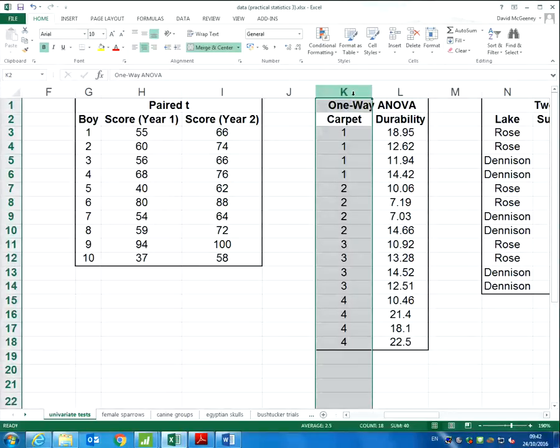But what if you've got 4 carpets? Well, how many factors have you got here? 1. How many levels does it have? 4. This test is called one-way ANOVA. Why is it called one-way ANOVA? How many factors have you got? 1. So when you have one factor, at any number of levels, you can carry out this test called one-way ANOVA.